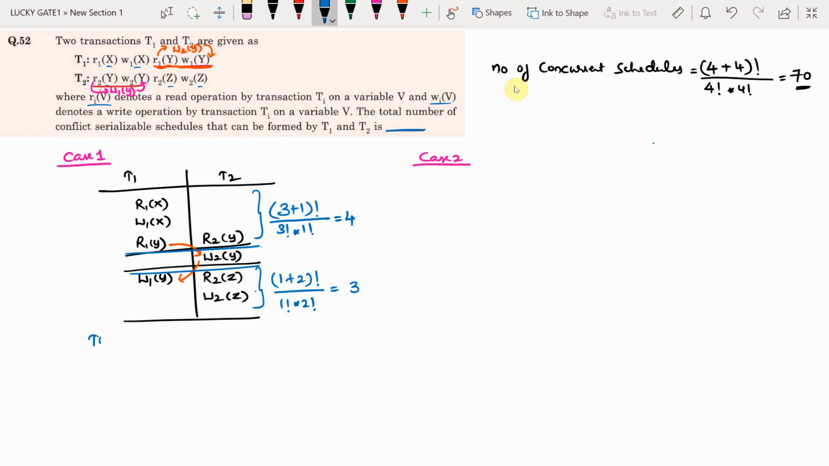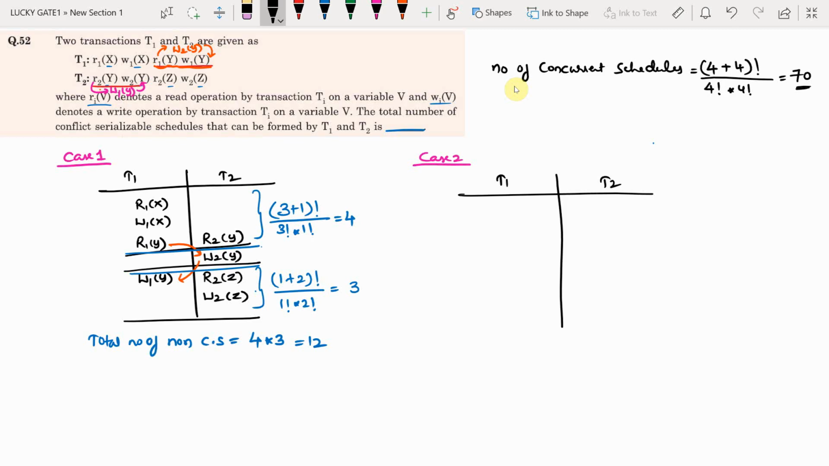Now the total number of non-conflict serializable schedules equals 4 into 3 possibilities, which equals 12. Now similarly, you have to check for case 2. In case 2, you have 2 transactions, T1 and T2. What does case 2 say? The W1Y should appear between R2Y and W2Y.